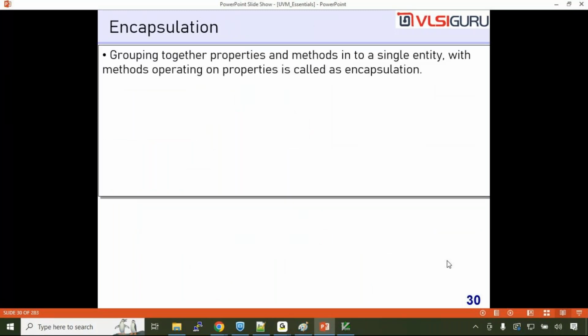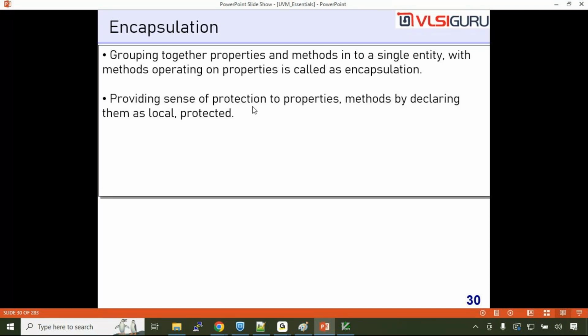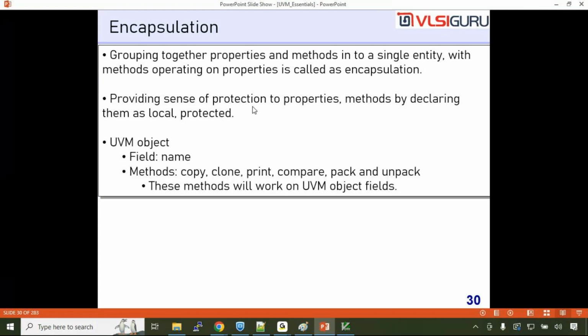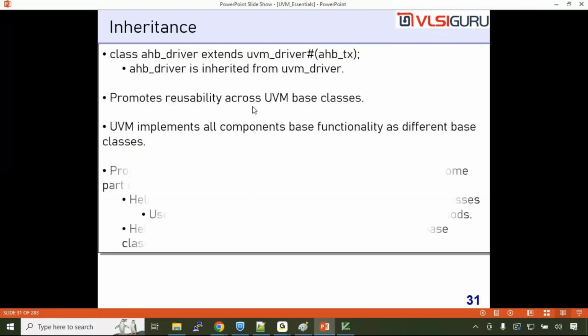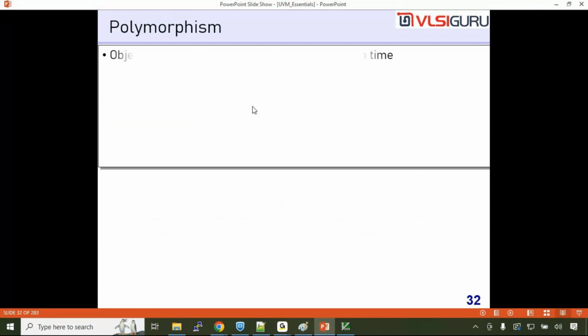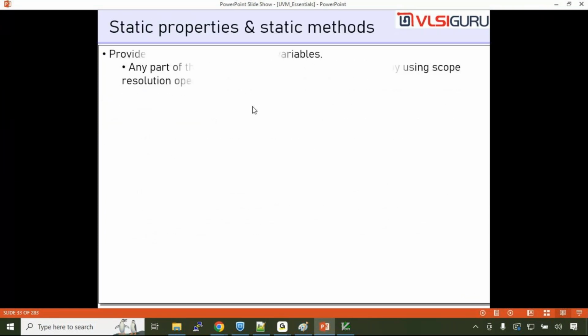What is encapsulation? Grouping together properties and methods into a single entity, with methods operating on the properties, is called encapsulation. It provides a sense of protection to properties and methods by declaring them as local or protected. Let's not go deep into it. I think we know what inheritance is. What is polymorphism? We know what static properties and methods are also, right? We know the advantage of that also.